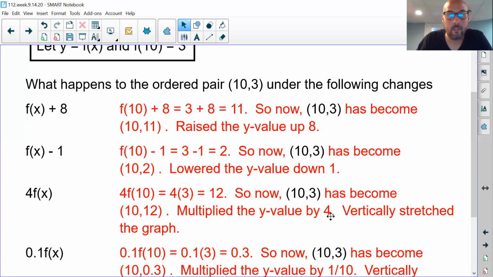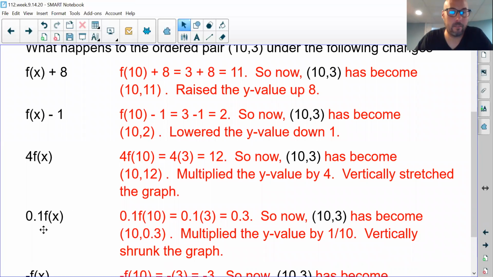Now, graphically, that looks like vertically stretching it by a factor of 4. So if the range was between -1 and 3, let's say it was a bounded function, it was just hovering between y equals -1 and y equals positive 3. If I multiply that by 4, now it's ranging between -4 and positive 12. All the y values are being quadrupled.